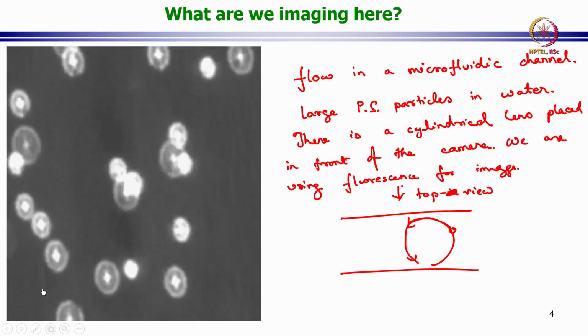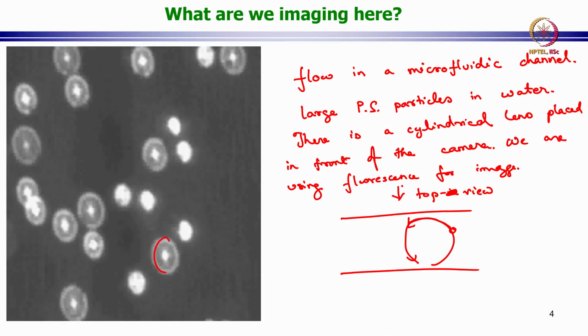The particles are bright, the sizes are changing, and they are all ellipse-like. It's not a circle, these are elliptical. The elliptical nature comes from the use of the cylindrical lens right in front of the camera, and that is done deliberately.